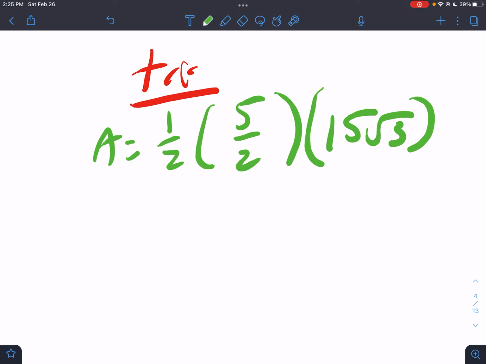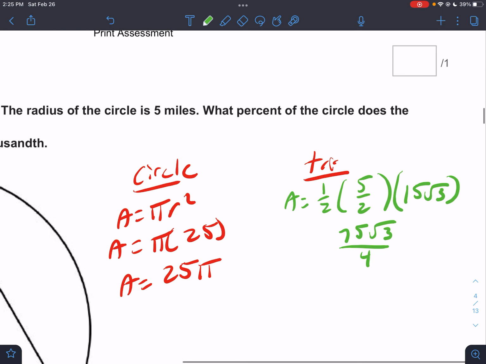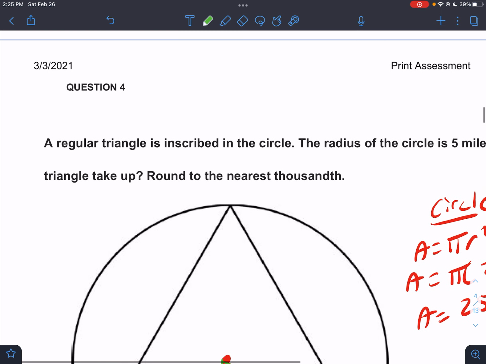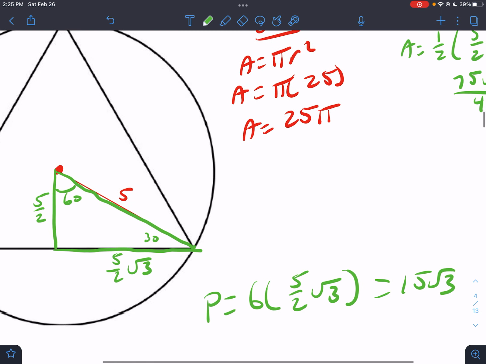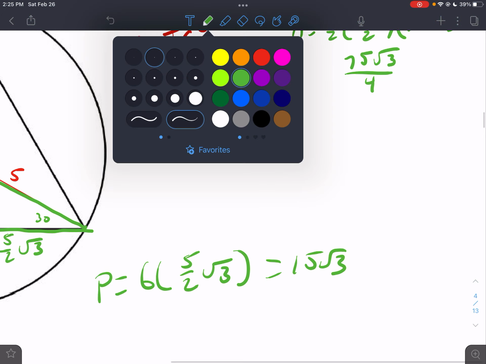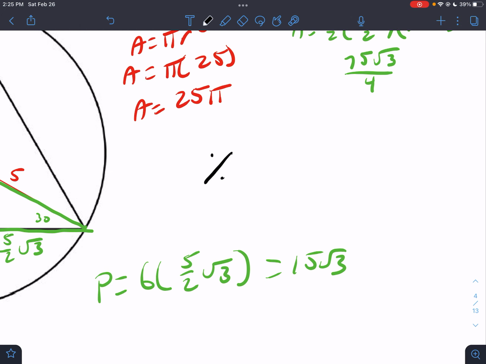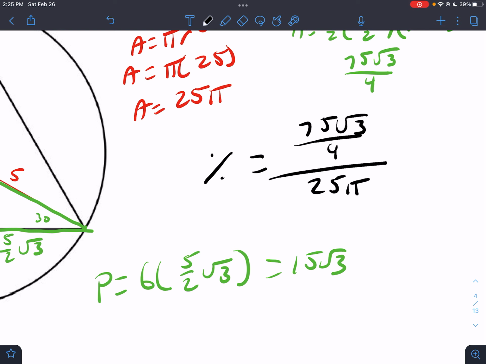Multiply across the top, we get 1 times 5 times 15. Well, that's 50 plus 25. That's 75. Don't forget your root 3. And on bottom, we have 2 times 2, or 4. And it says, what percent of the circle does the triangle take up? So it's the part we care about. So to get the percent, it's the part we care about, which is the triangle. They said, how much does the triangle take up? Divided by the whole thing, which is the circle, times 100.